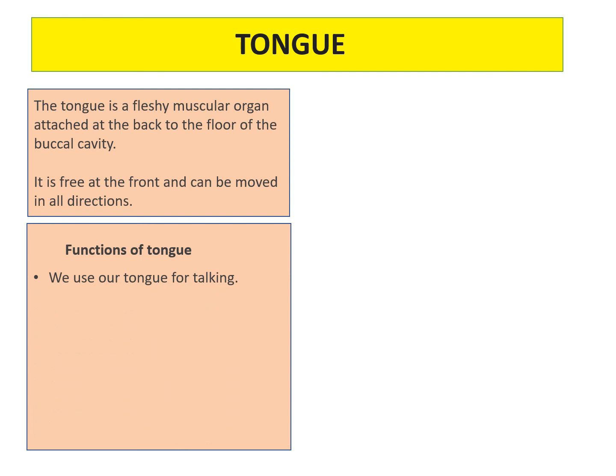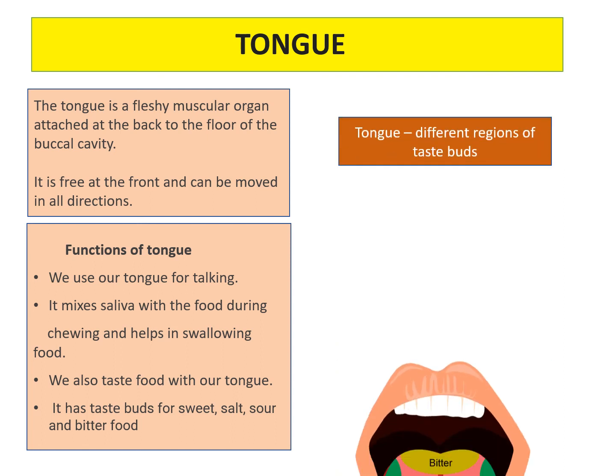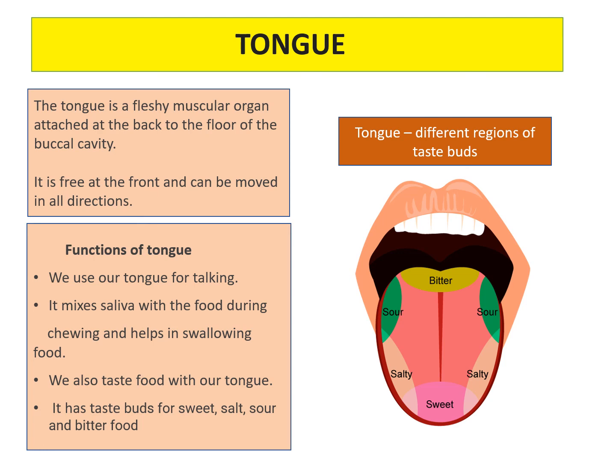What are its functions? We use our tongue for talking, right? It also mixes saliva with the food during chewing and helps in swallowing our food. And we also taste our food with the help of the tongue. These are the different regions you can see in the picture, where we can taste sweet, salty, sour, and bitter. So these are the taste buds through which we can taste our foods.